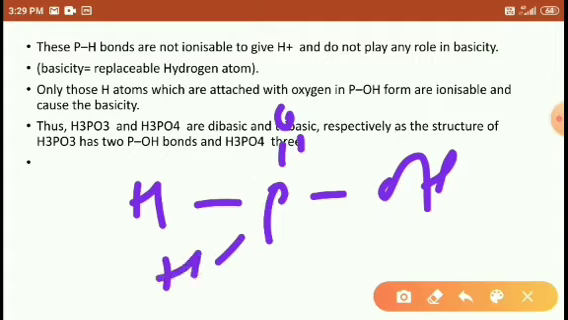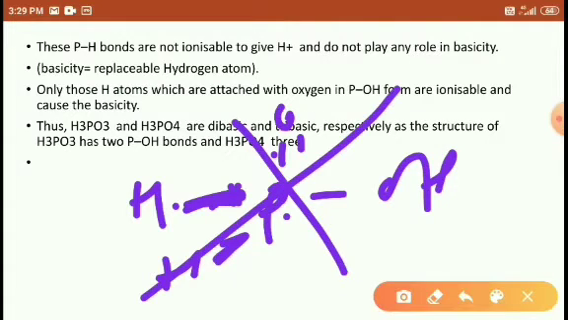This bond is non-ionizable. Phosphorus cannot release the hydrogen atom. Why will it not release? Because if it releases the hydrogen atom, the phosphorus becomes unstable, because repulsion occurs between this pair of electrons and this bond pair, and H3PO2 becomes unstable. So that's why it will not release the hydrogen. Right, students?